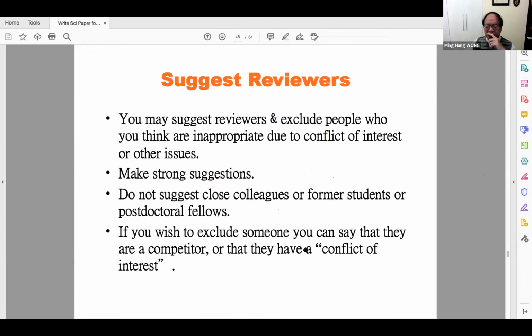Suggest reviewers. Certain journals will ask you to do that. You can suggest some reviewers. They may or may not choose them in the end. But nowadays, it's really difficult to find reviewers who will do the job. I'm sure Michael and other people, maybe Oliver, will understand this. It's really difficult to ask people to serve as reviewers.